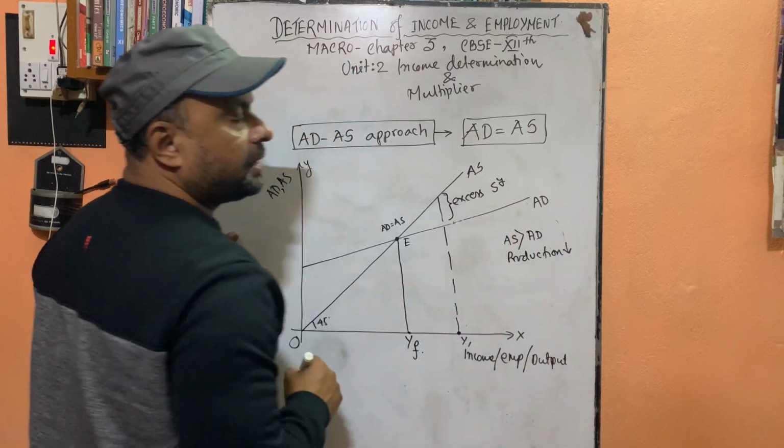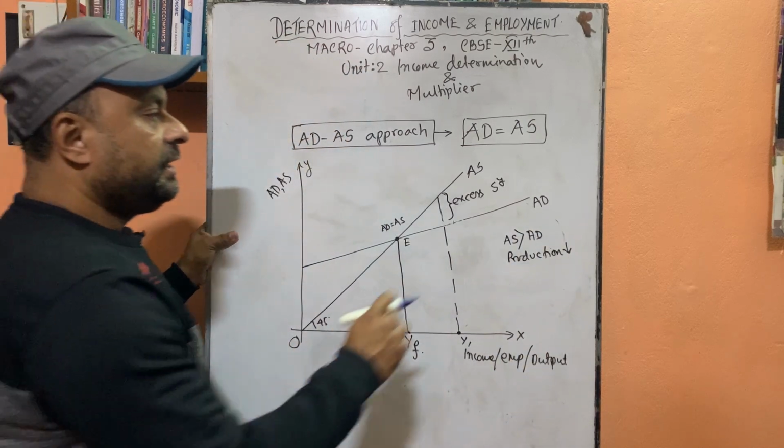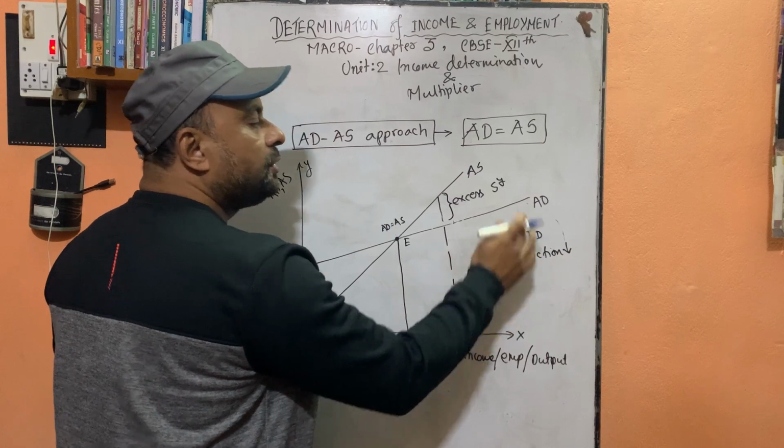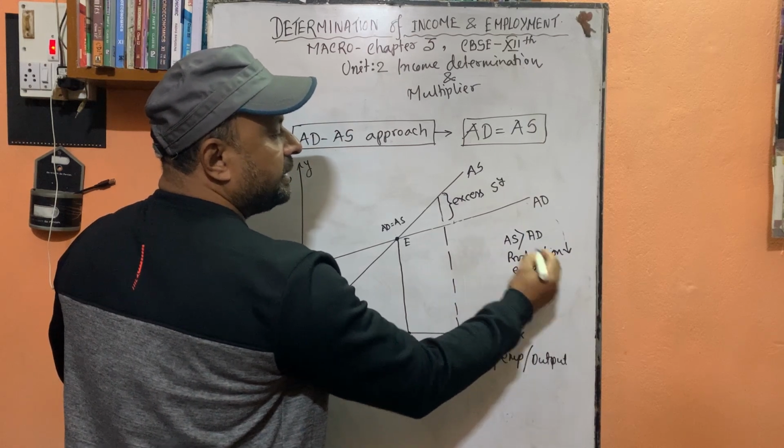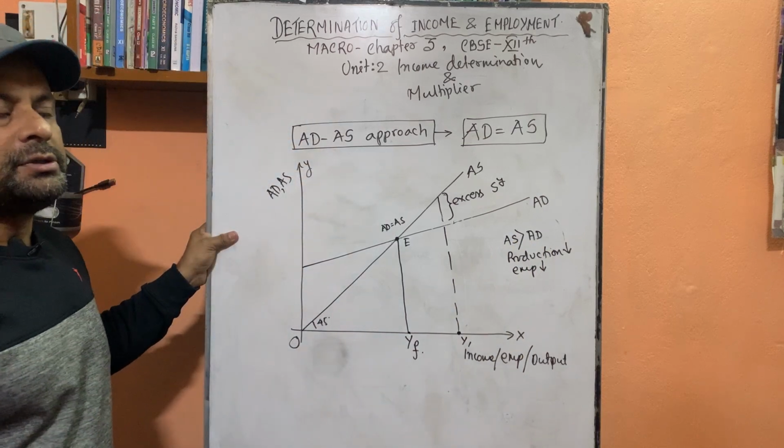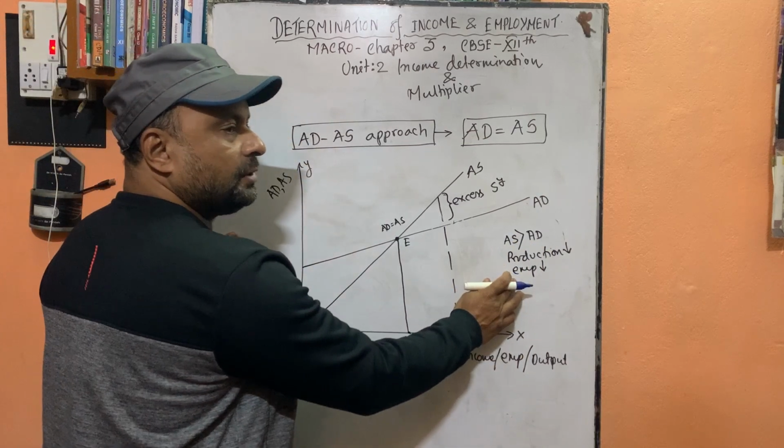Due to unsold product, they will reduce their production. Now, if they reduce their production, what do they have to do? They have to reduce their employment. Because unless reducing employment, we cannot reduce our production, so the employment level will fall.